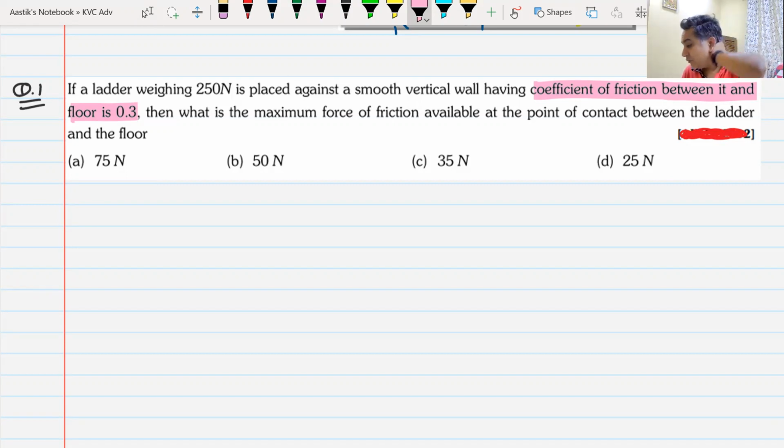What is the maximum force of friction available between the ladder and the floor? You must have seen, you sometimes put a ladder and sometimes it slips. What is the maximum force of friction that is available on the ladder? And what is the answer? Sir, it is Fs, mu s. Okay, so what is the value?